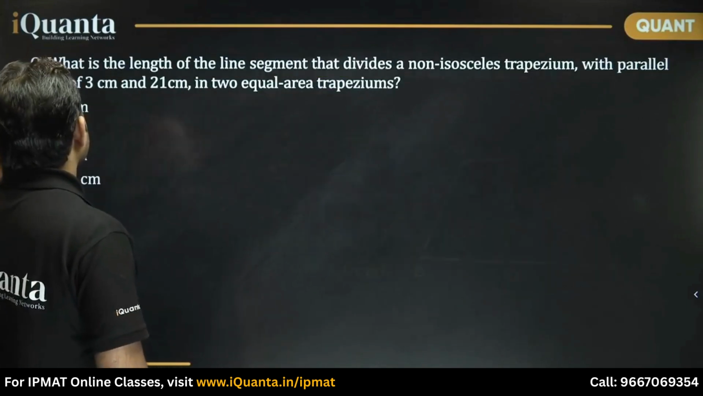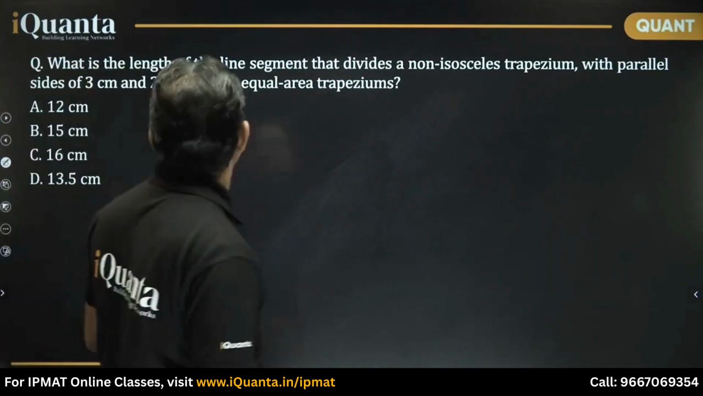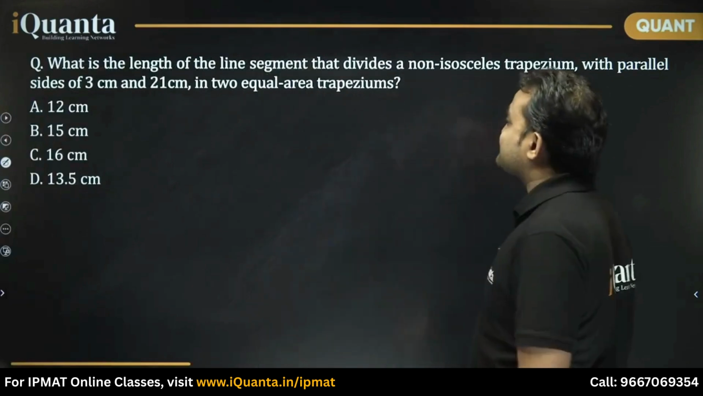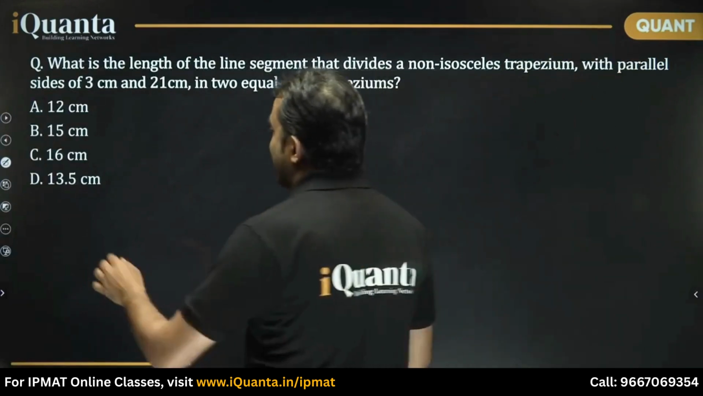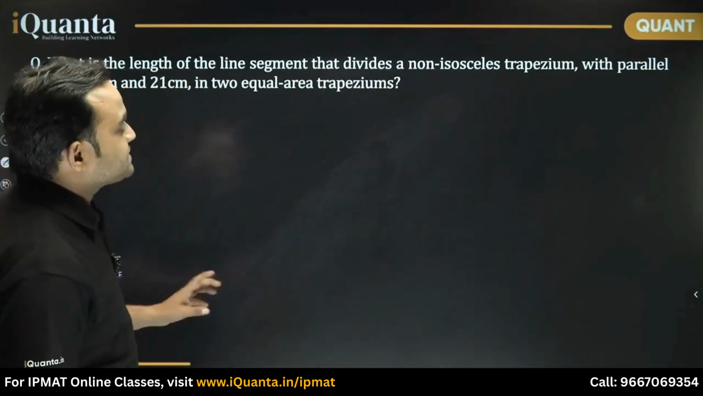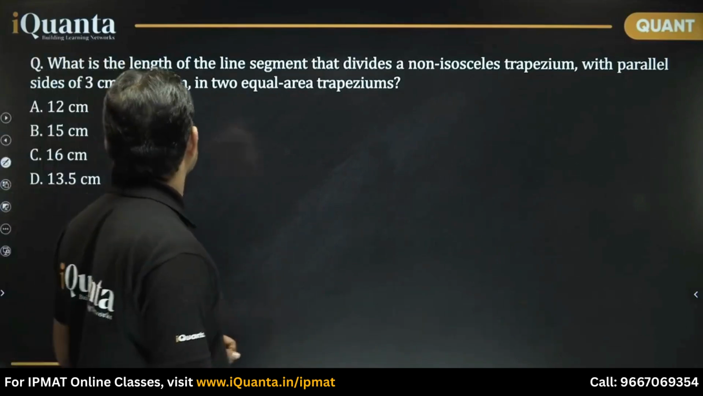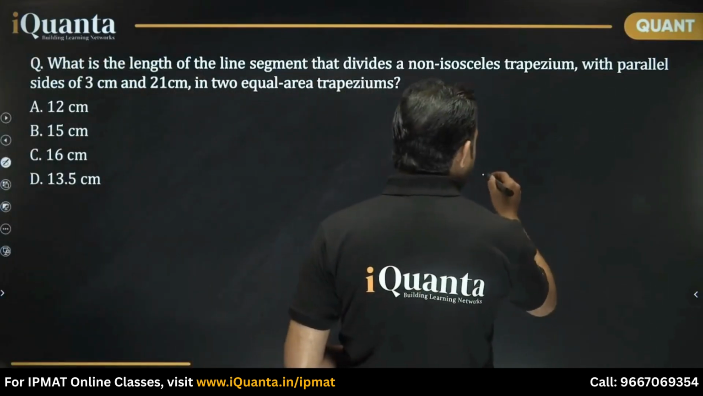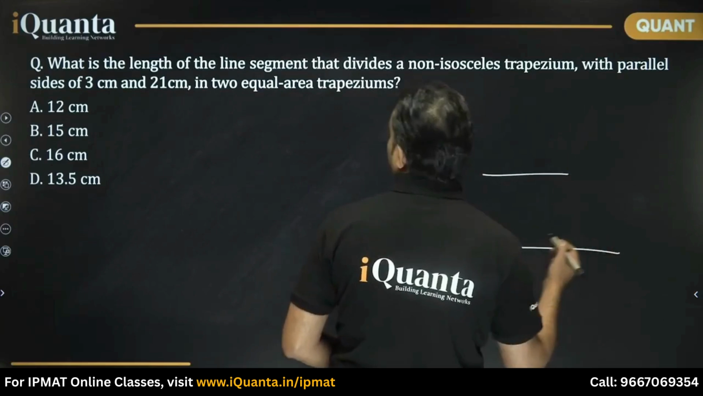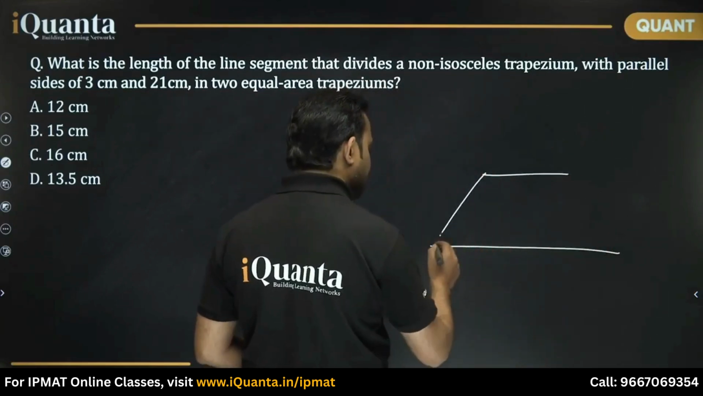Now, next question says, what is the length of the line segment that divides a non-isosceles trapezium with parallel sides 3 centimeter and 21 centimeter into equal area trapezium?